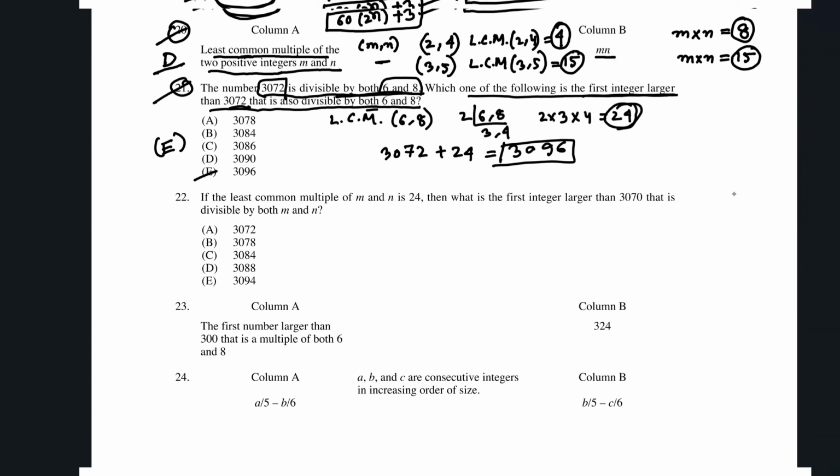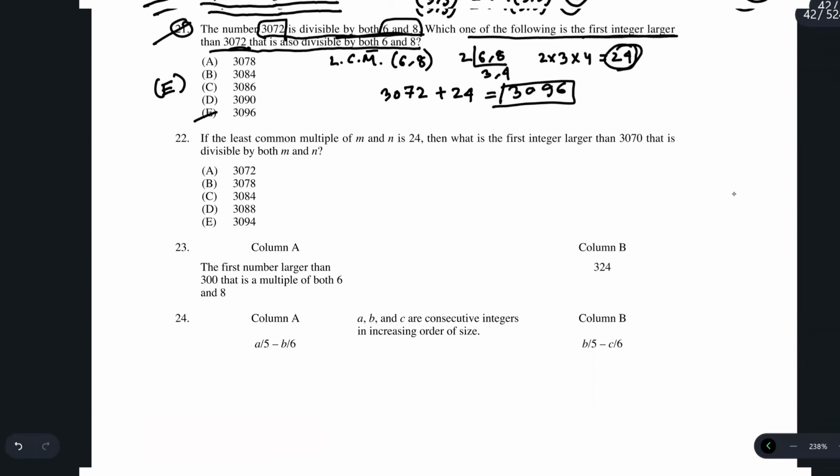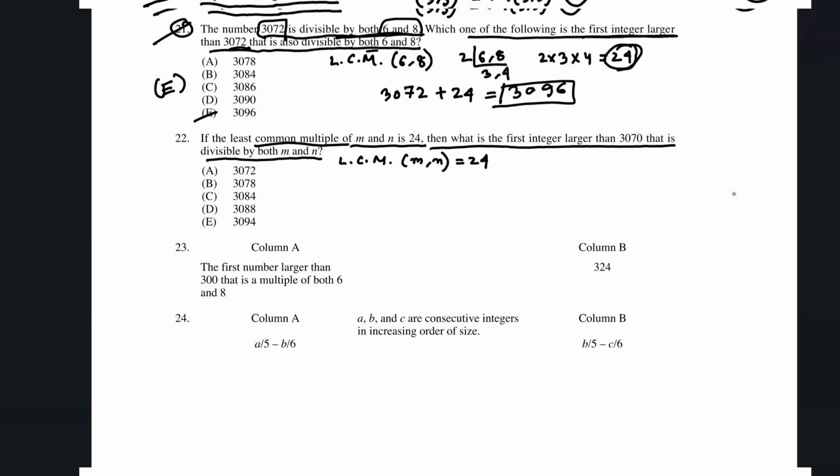Now let's move to the next problem, which is problem number 22. Here we are given that the least common multiple of m and n is 24. What is the first integer that is larger than 3070 that is divisible by both m and n? So since the LCM of m and n is equal to 24, let's figure out what happens when we divide 3070 by 24.